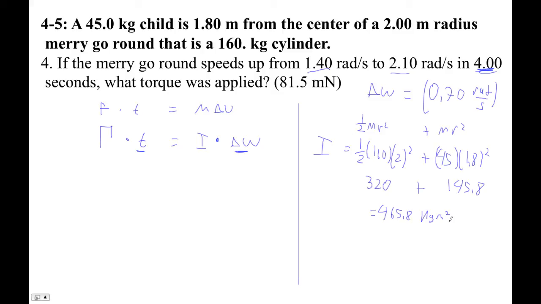Kilogram meters squared, right? So now we're set. We can now find the torque. So torque times 4 seconds is equal to 465.8 kilogram meters squared times our delta omega, 0.70 radians per second, right? Okay, so I just have to do this guy times 0.7 divided by 4. 81.515.